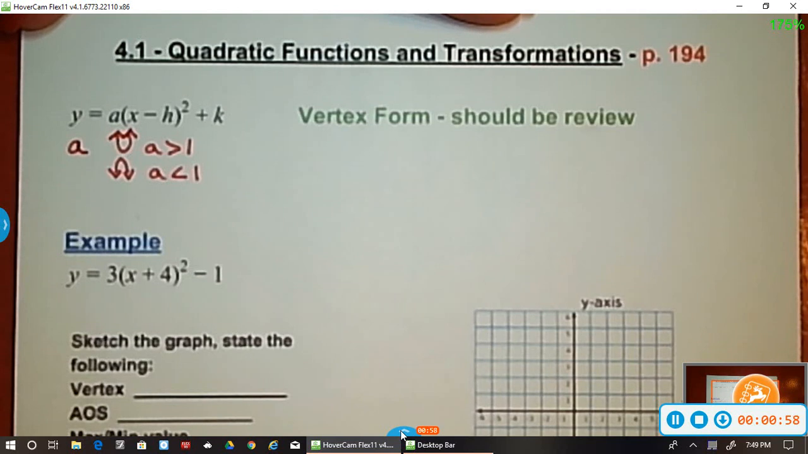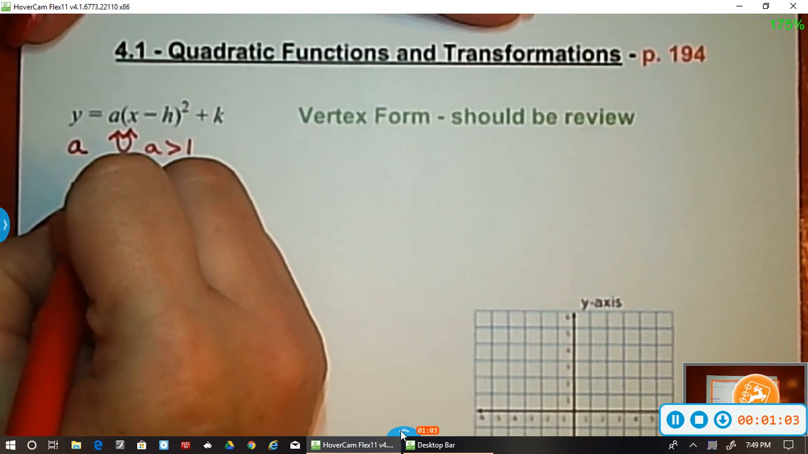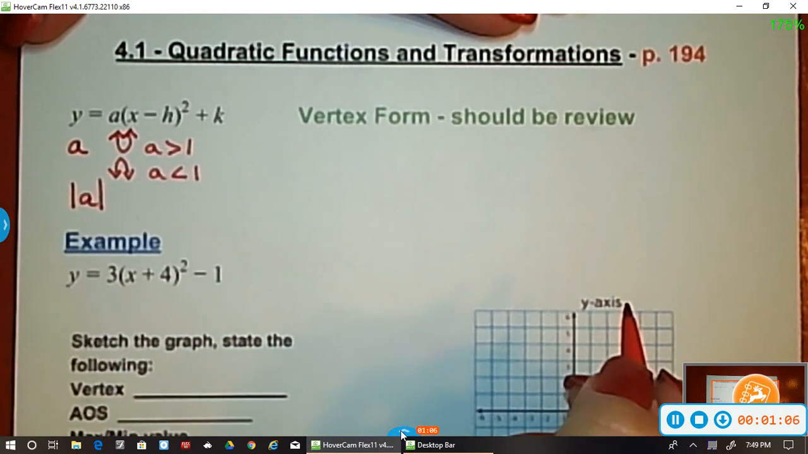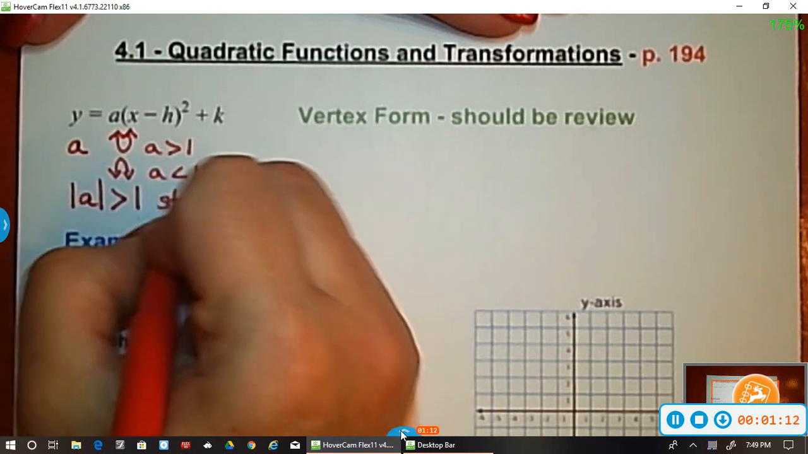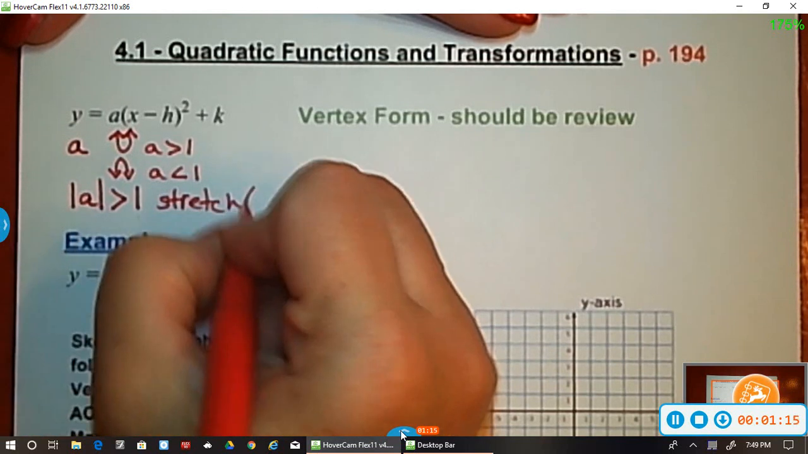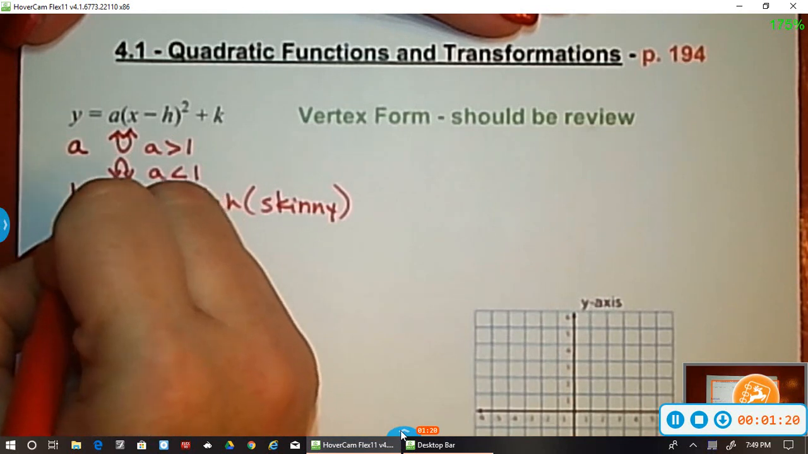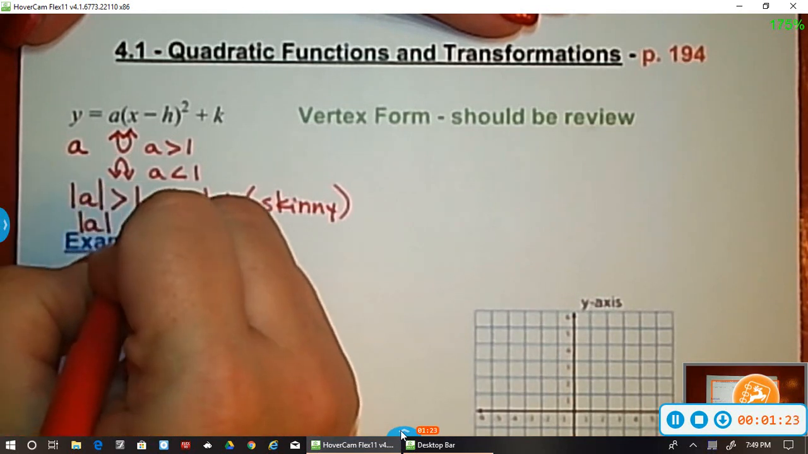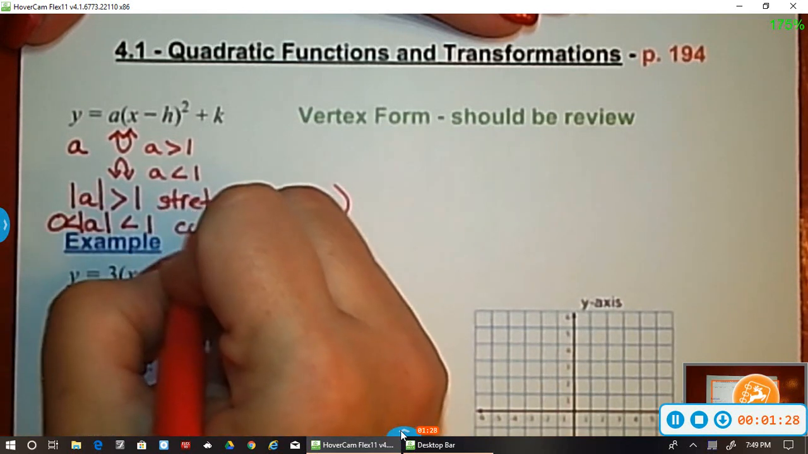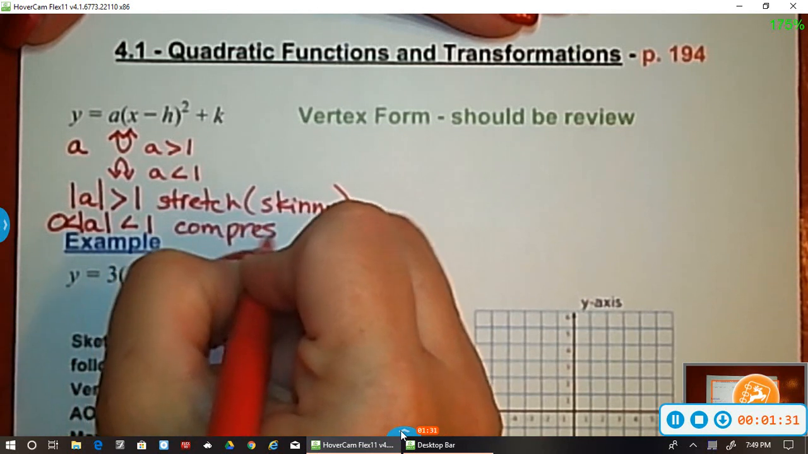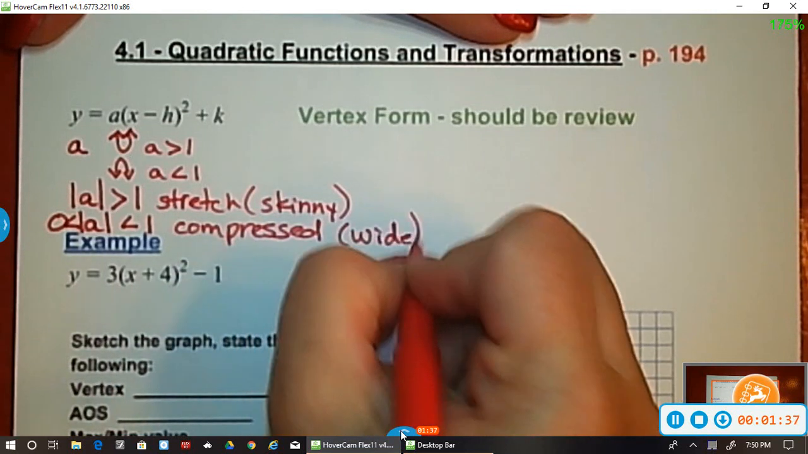And remember, there's special vocabulary that goes with that. So again, when we're talking about that A, we're going to ignore the negative. Your book says just take the absolute value of A. If the absolute value of A is bigger than 1, that is called a stretch, which means it's going to be tall and skinny. If the absolute value of A is smaller than 1 but bigger than 0, that is called a compression, or you can say the graph is compressed, and that means that it is wide.